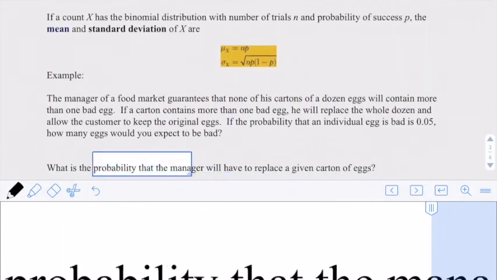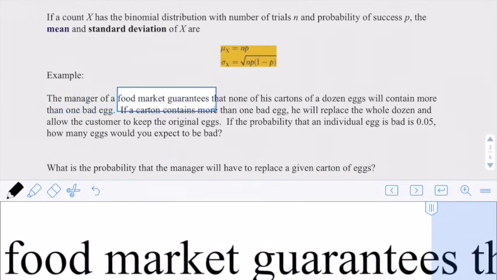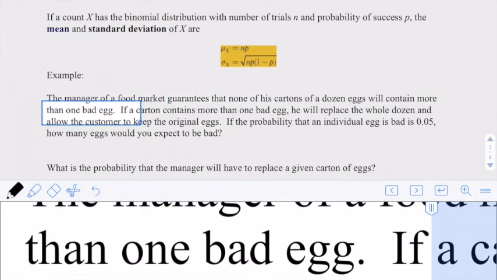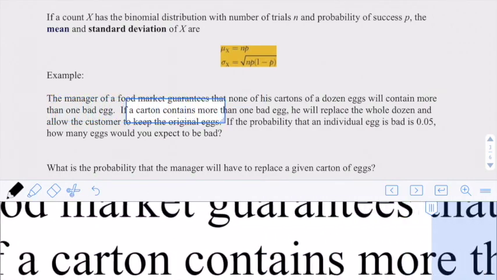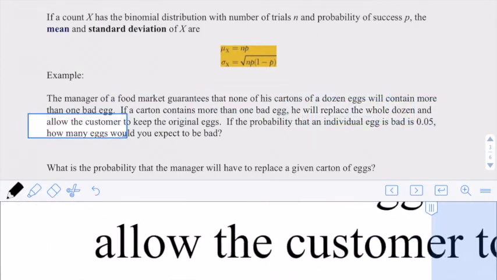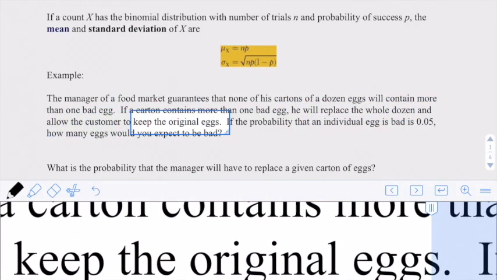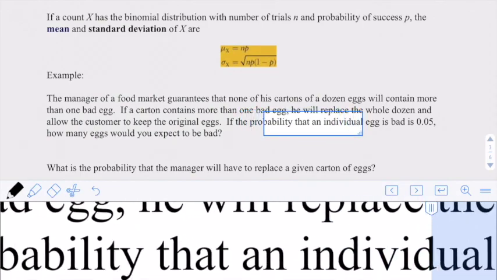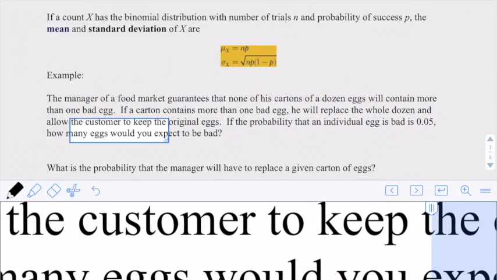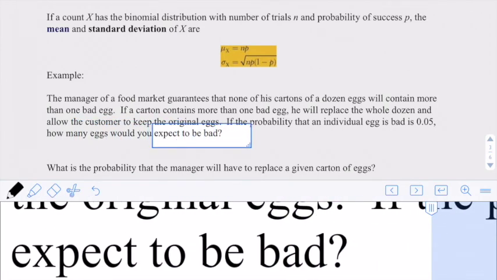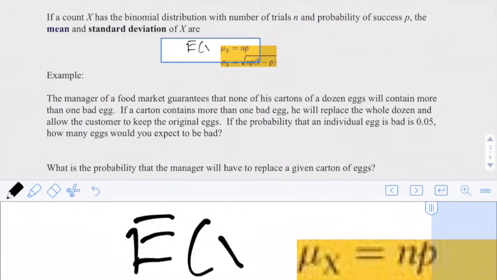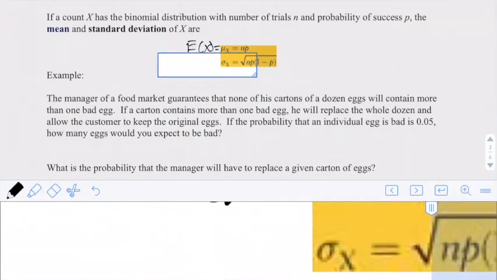So here's an example. The manager of a food market guarantees that none of his cartons of a dozen eggs will contain more than 1 bad egg. If a carton contains more than 1 bad egg, he will replace the whole dozen and allow the customers to keep the original eggs. If the probability that an individual egg is bad is 0.05, how many eggs would you expect to be bad? Expected value is the same thing as mean.